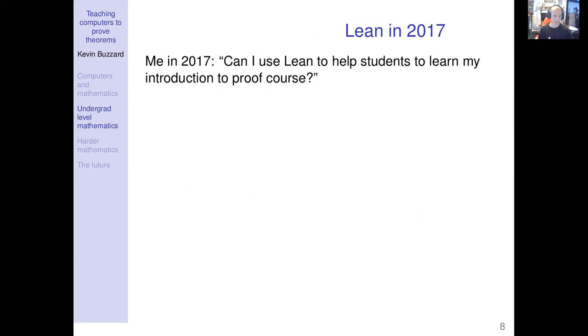So I was aware that these systems existed, and I wondered whether I could use them for teaching. I was told to teach this introduction to proof course that we have at Imperial, where you teach students the difference between equals and the implies symbol, and you teach them very basic stuff. e to the i theta is cos theta plus i sine theta, basic number theory, and then stuff like injective and surjective functions and equivalence relations.